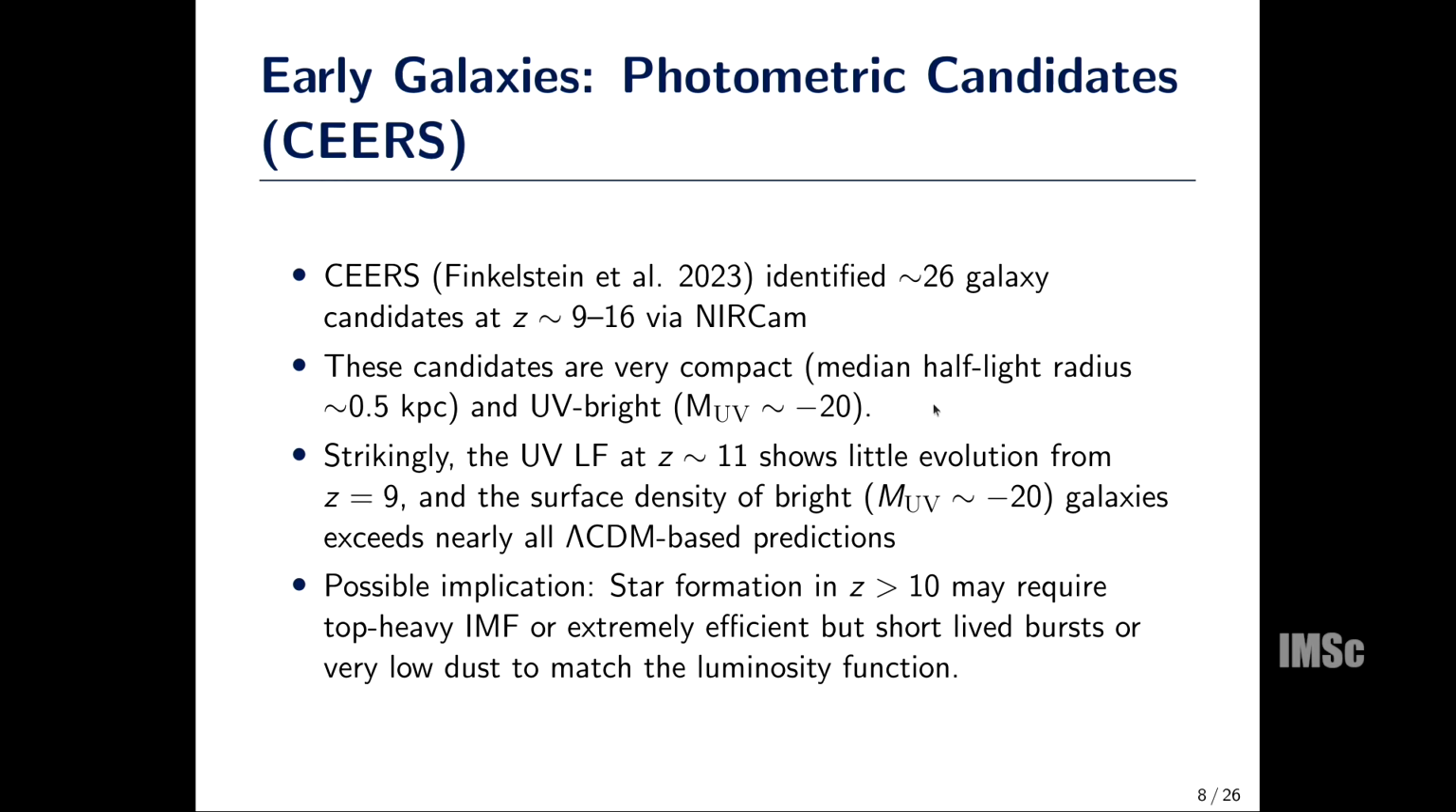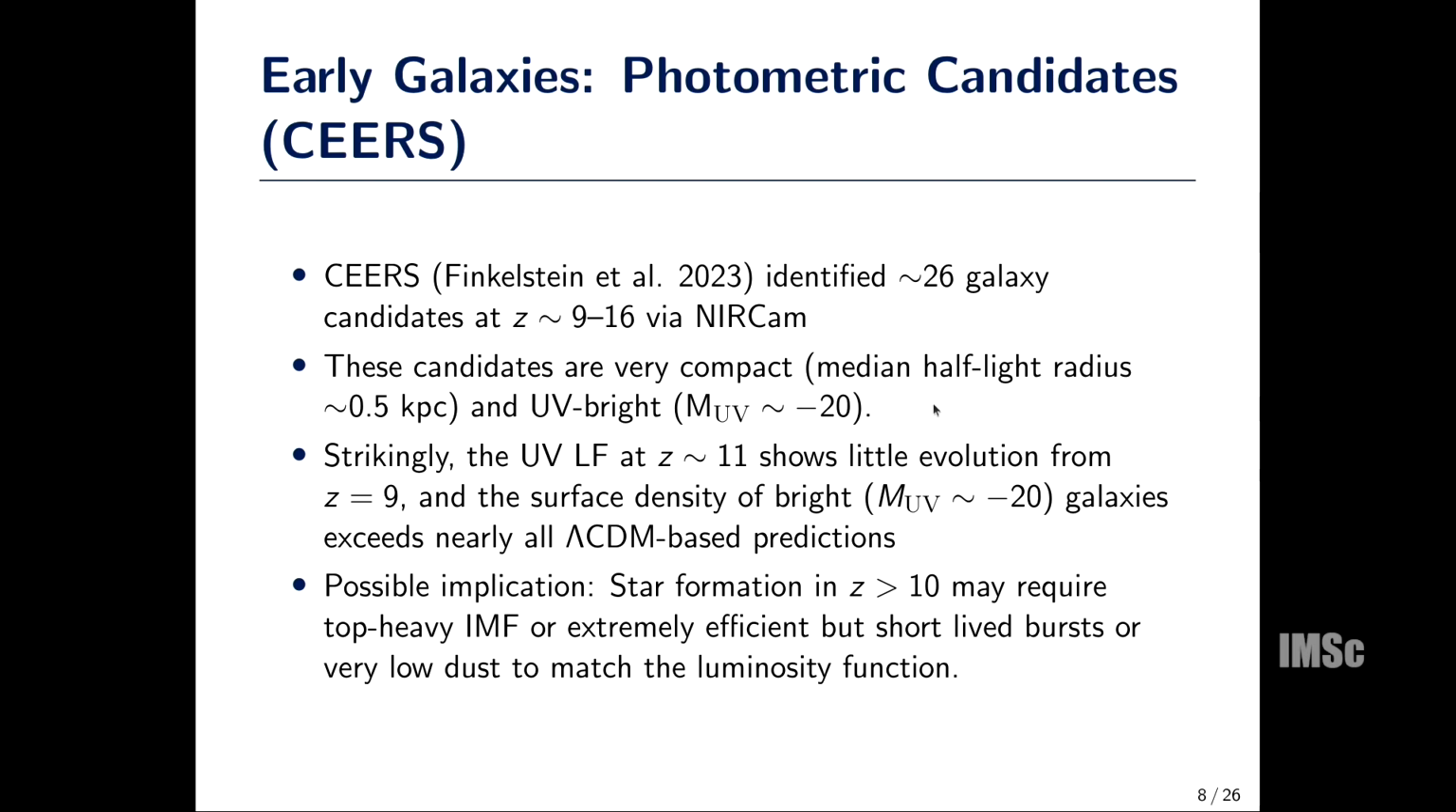So in the early days, of course, JWST produced a lot of photometric candidates for high redshift galaxies. And typically, there was a survey called CEERS, which found galaxies within this redshift range. And these candidates are typically very compact, with a median half-light radius of about half a kpc, and they're fairly UV bright, okay? And the UV luminosity function was also explored between redshift 11 and 9, and all of them seem to exceed the lambda CDM based predictions of galaxy formation.